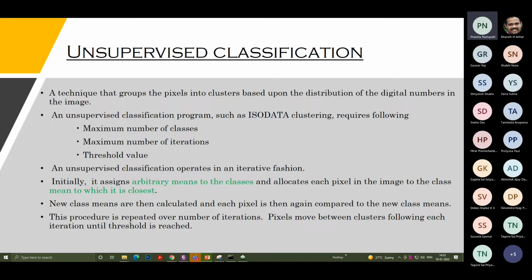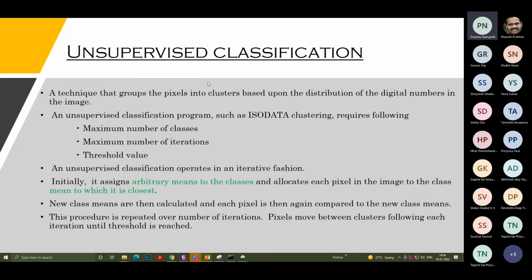So this procedure is repeated over several iterations unless it reaches a particular threshold. So here, one of the techniques, mostly the supervised learning techniques, will be the one you will be doing for your land use classification in the coming classes.